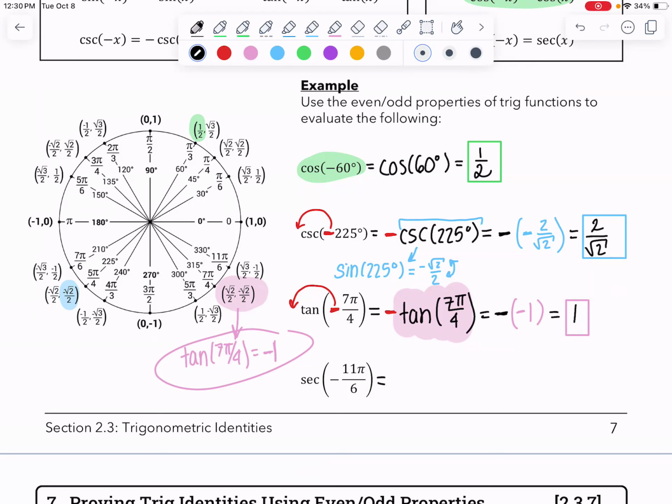Okay, and to prove this, negative 7 pi over 4 would be right here, so it would be on this line here. And if you took tangent there, you would get tangent would be 1, which is the answer we got.